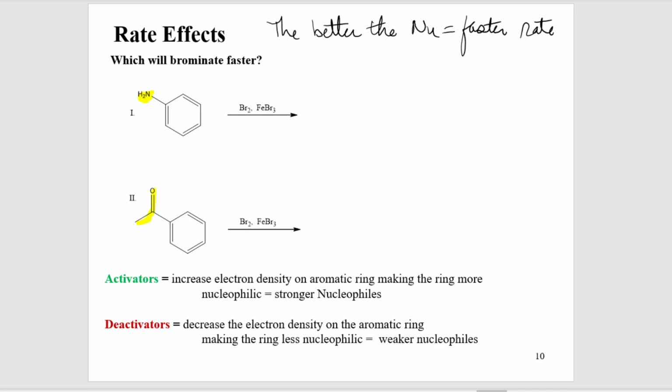Okay, an improved rate. How do we make a nucleophile better? We need more electron density. Okay, we want to add electron density to the benzene ring. How do we add more electron density to the ring to make it a beefier nucleophile, a better nucleophile? Well, you do that by adding electron donating groups.